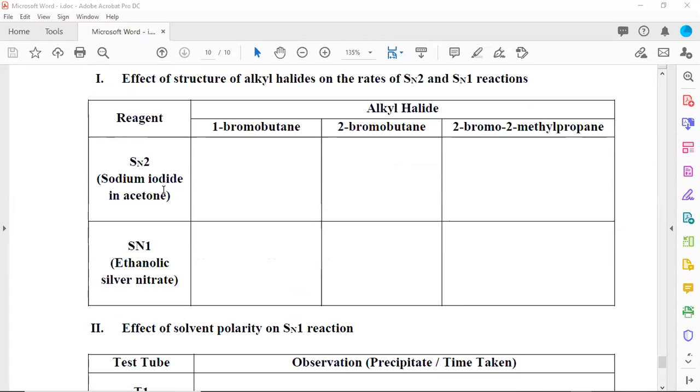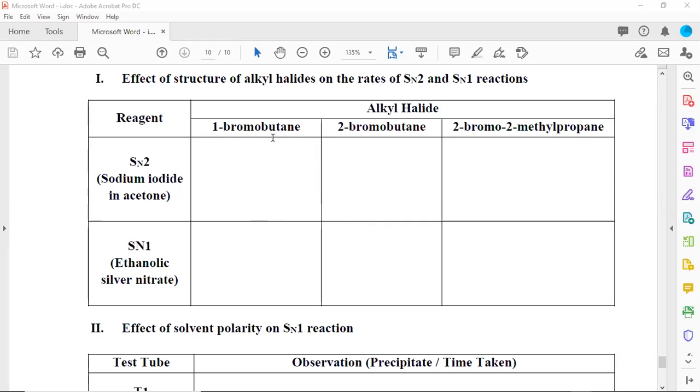As you can see here, one bromobutane. Actually what you need to do is write down the observation. For instance, alkyl halide like one bromobutane, SN2, with sodium iodide in acetone. The clear solution turns into a precipitate. Satu lagi saya kena mention apa? Time taken. Yes, the time taken. In how many seconds, or how many minutes? Korang boleh agak-agak lah.